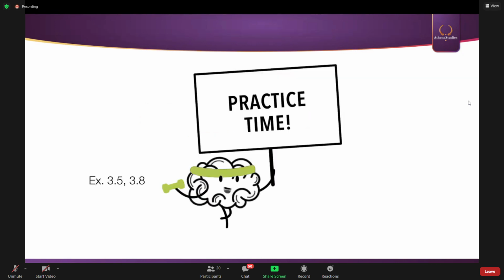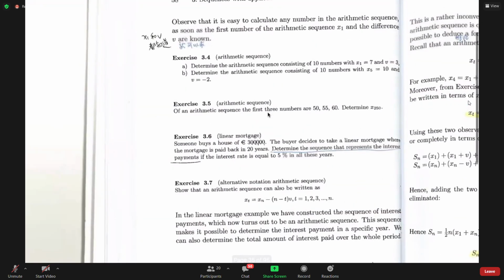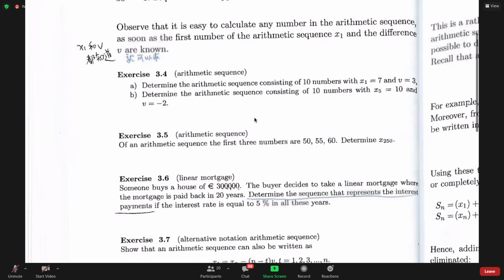Now we can actually work. We're going to do exercise 3.5 and 3.8. It's actually the same exercise, and it asks us to first calculate a term of the sequence, and then it asks us to calculate the sum of the sequence. So that's what we're going to do. Exercise 3.5, this exercise right here.